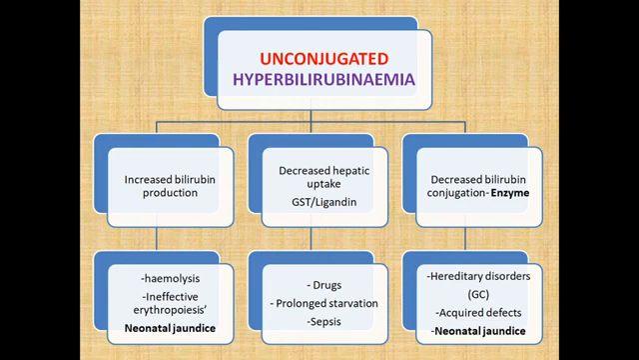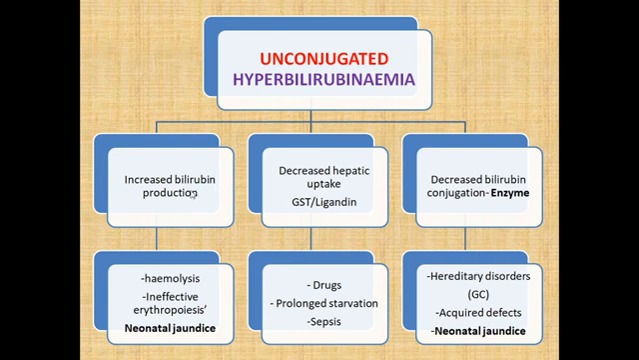Now, predominantly unconjugated hyperbilirubinemia, we know all the causes. Increased bilirubin production is the first cause, either due to hemolysis, ineffective erythropoiesis, or neonatal jaundice. Decreased hepatic uptake, either deficiency at the liver, GST or ligandin, or a drug, prolonged starvation, or sepsis, which leads to this step. And decreased bilirubin conjugation, step 3A, either hereditary disorders like Gilbert syndrome, Crigler-Najjar syndrome, acquired deficiency, and neonatal jaundice. Here you can see neonatal jaundice is in both causes.